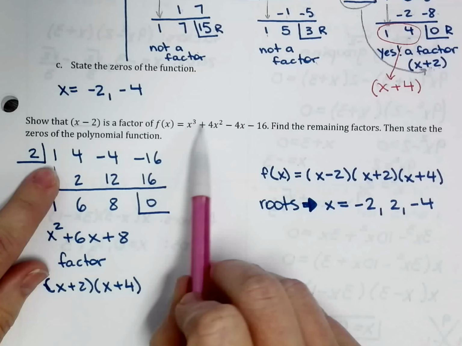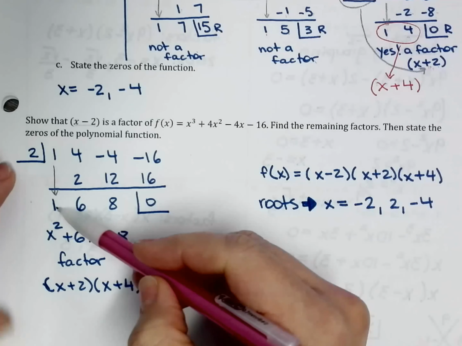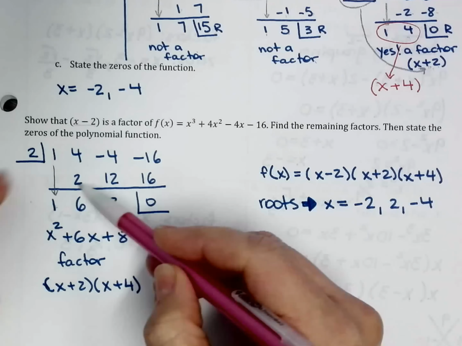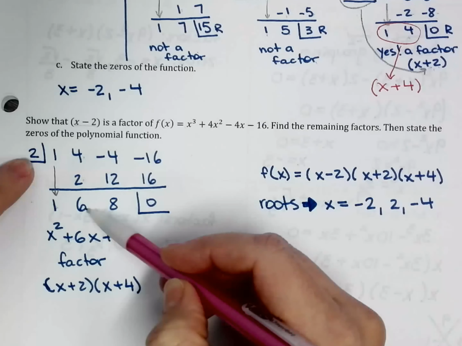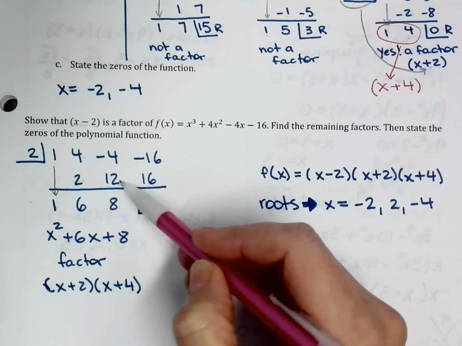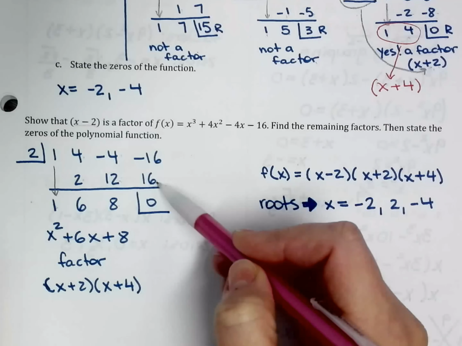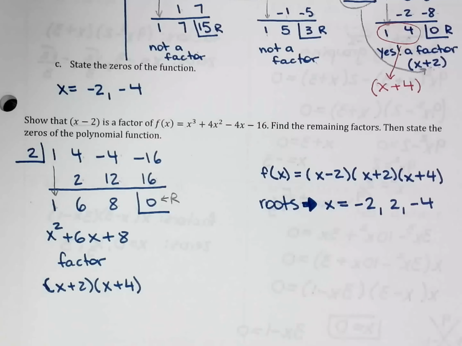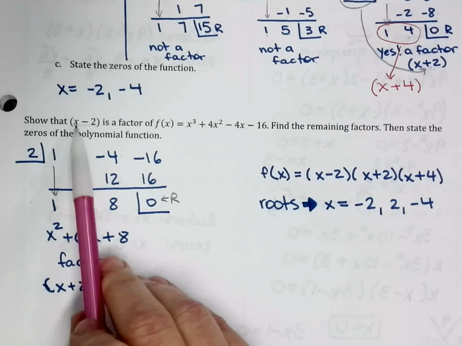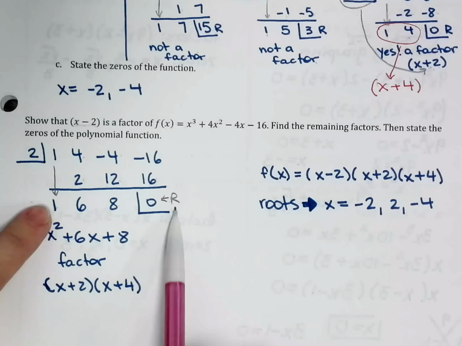So I get the coefficients of each term right there. So bring that down. That's 1. Multiply. Goes there. Add. 4 and 2 is 6. Times 2, 12. Goes there. Add. 8. Times 2, multiply, is 16. Add. 0 in the remainder. That's good news. That means that this guy right here is actually a factor. So we were able to prove that that's true.